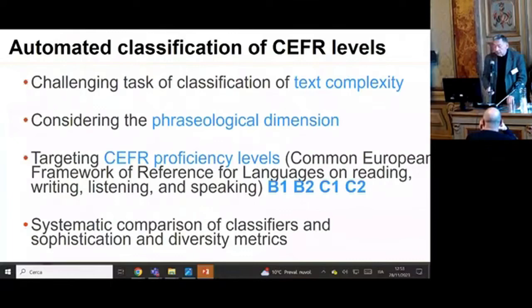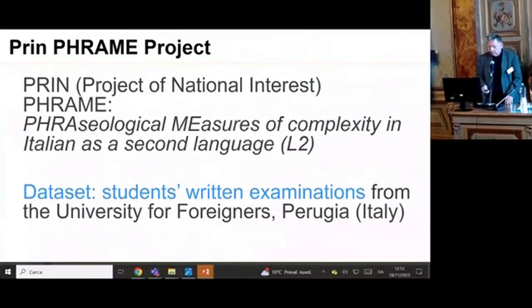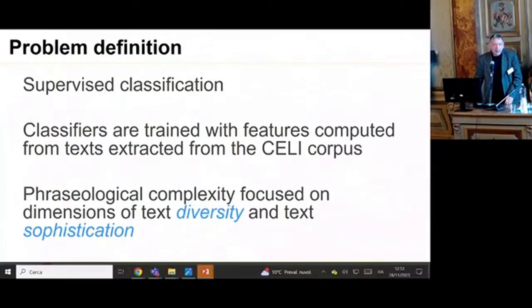And we have done a systematic comparison of classifiers based on sophistication and diversity metrics. So we have experimented with different approaches. I will recap briefly. We know exactly, and we have defined it many times, many aspects of what the CELI corpus is, and what we have operated is supervised classification. As in a typical machine learning task, we have split part of the corpus into the so-called training set, and then we have used the other part, the test set, to evaluate the performance of a classification algorithm.